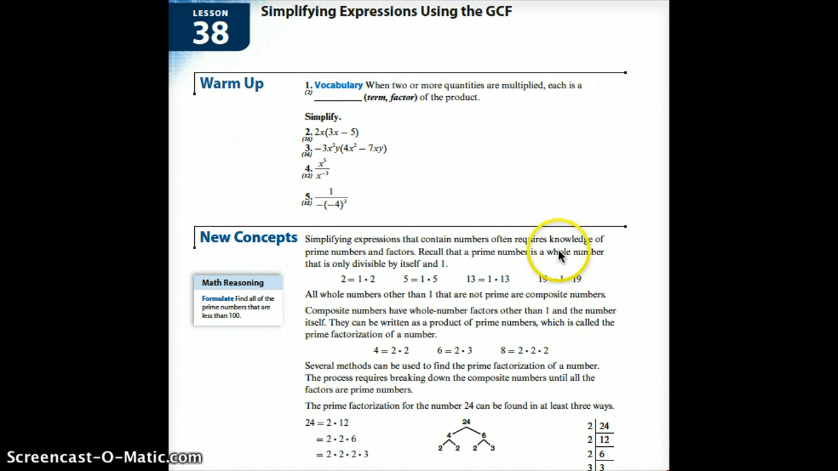The lesson today is lesson 38, simplifying expressions using the greatest common factor, or the GCF. The concept today, even though we're going over new concepts, this is not new, but it's just something that's very important. It's something that we should be taking some time to look at.